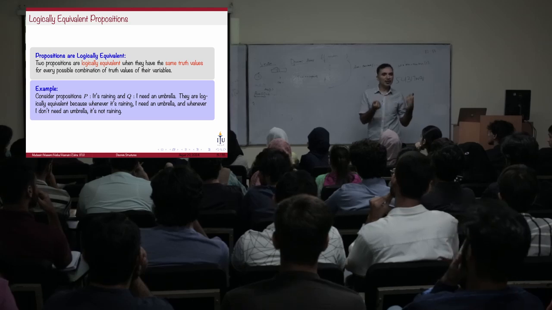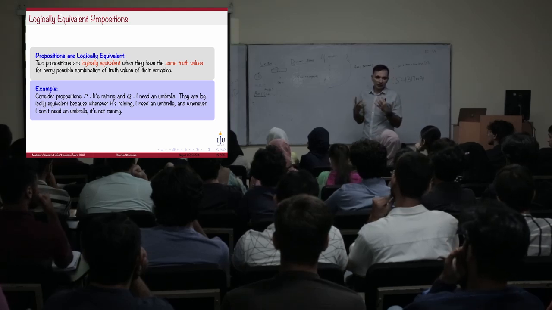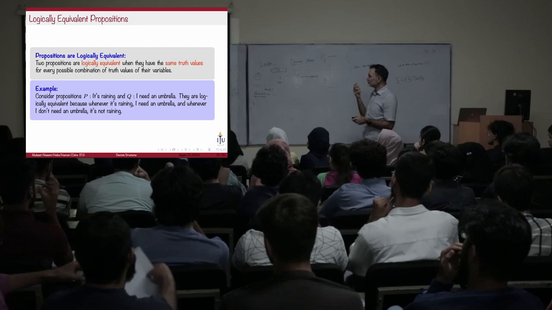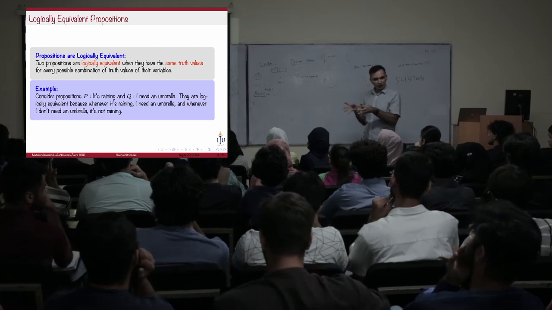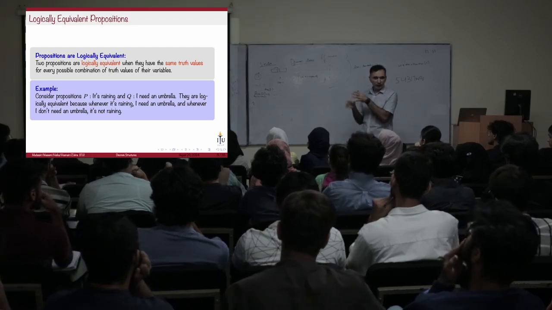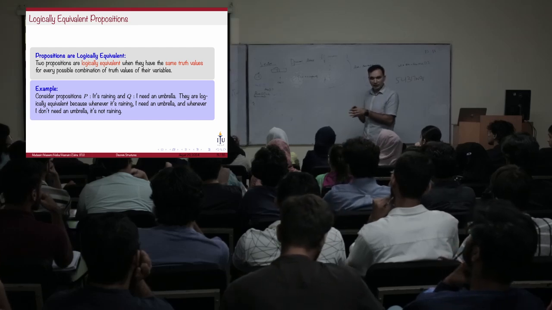Those propositions we call variables. Okay, P and Q are variables. Okay, so two compound propositions would be equivalent if their truth tables' last columns look exactly the same.